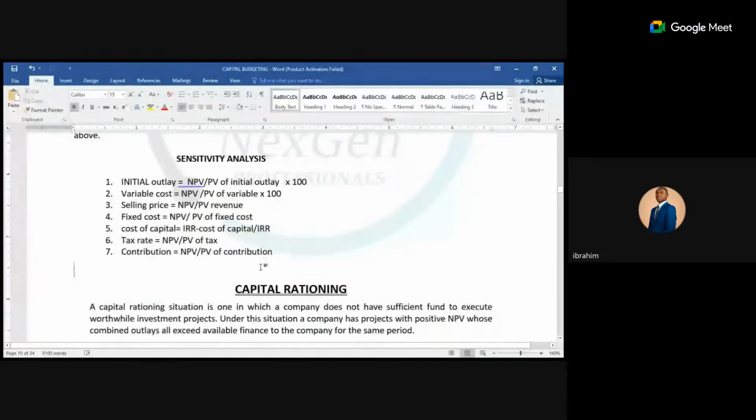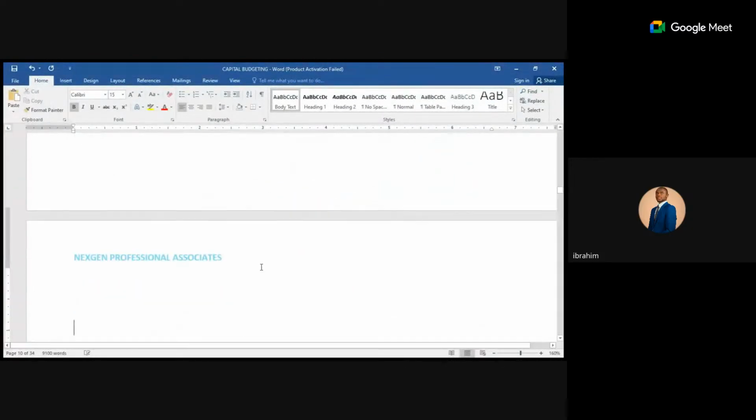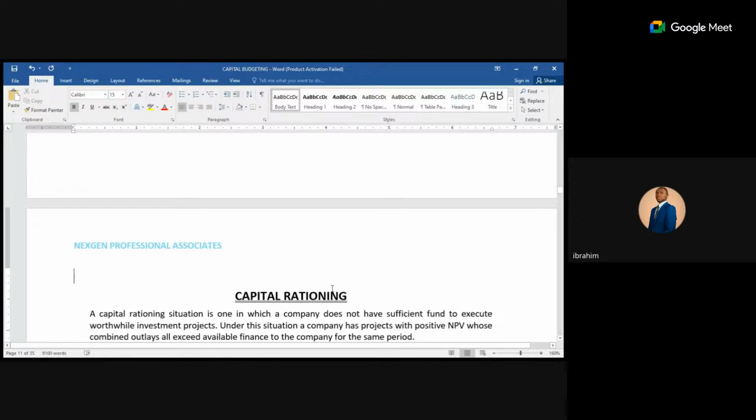Interesting. So capital rationing is not for today. Capital rationing is another part. I will take capital rationing, decision tree, and simulation all together. So I'm taking NPV, internal rate of return, and inflation, all those parts. I will take it all together. So capital rationing, decision tree, and simulation are other parts, right?